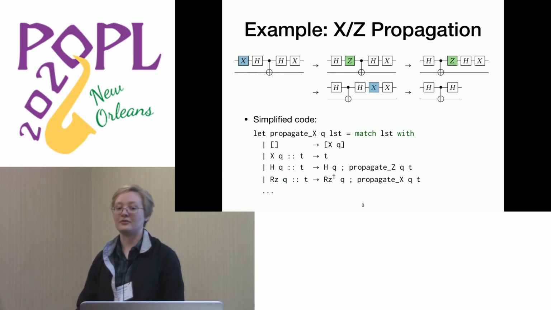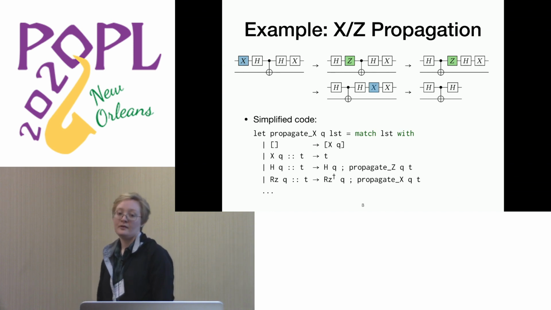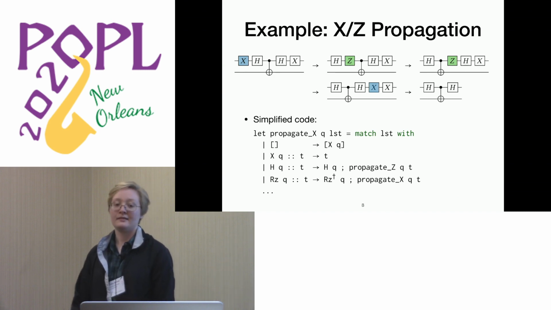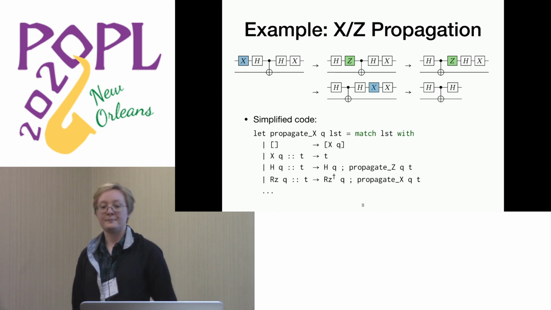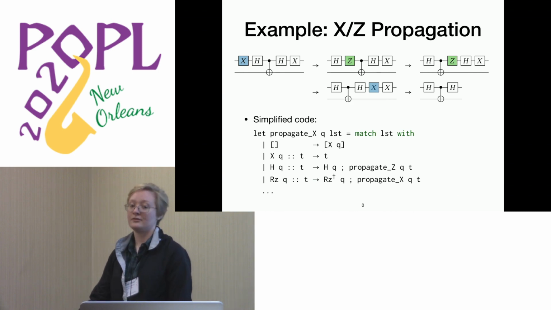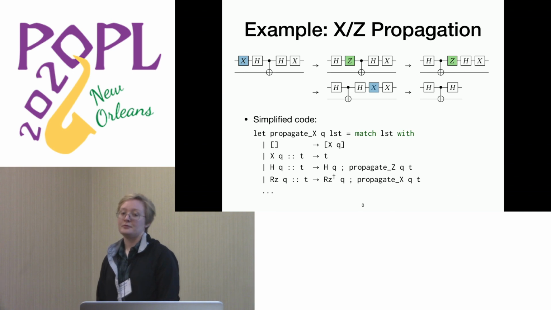And then I'm going to match on the structure of the remaining program. So if there's nothing left in the program, I'm going to just put that X gate at the end of the program. If the next gate in the program is an X, I'm going to cancel with that X. If the next gate in the program is an H, then I'm going to propagate through that H and transfer control to the mutually recursive propagate Z function, which is not shown here but has a similar definition.